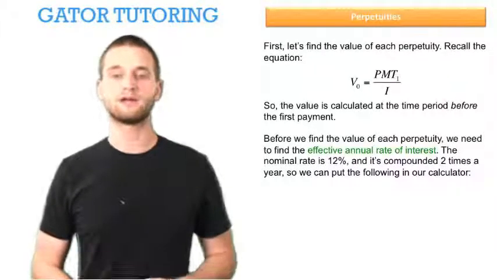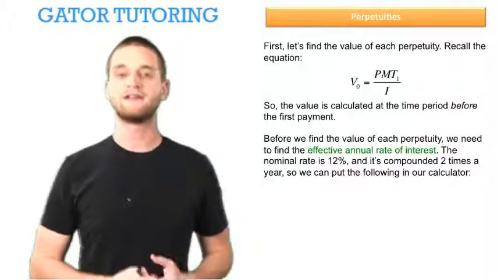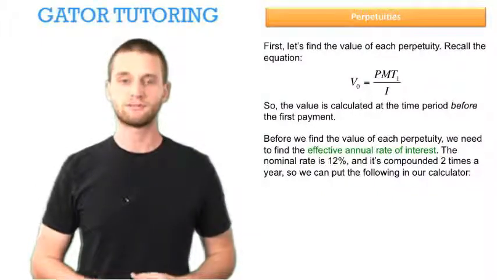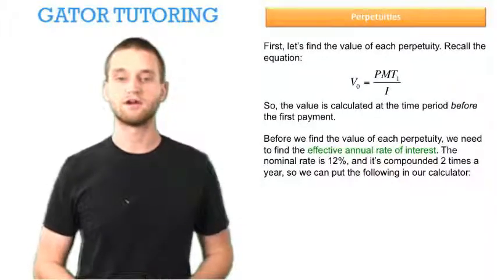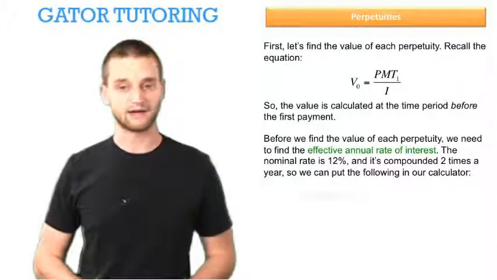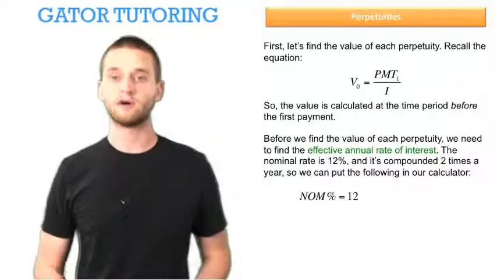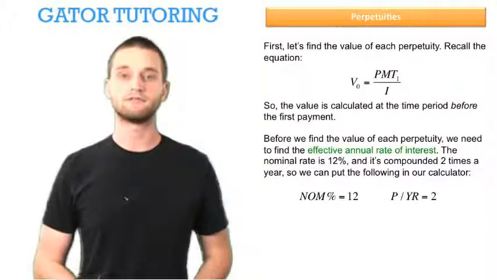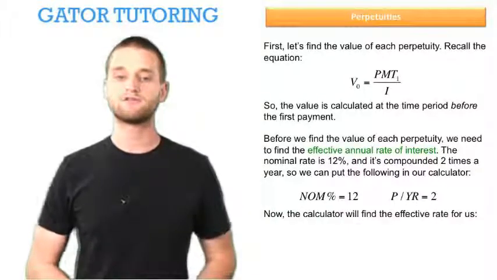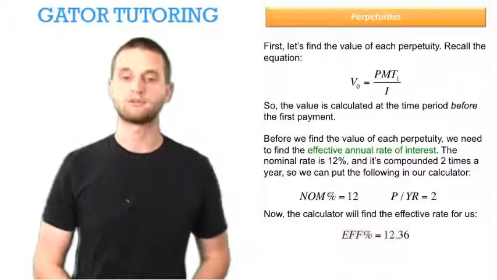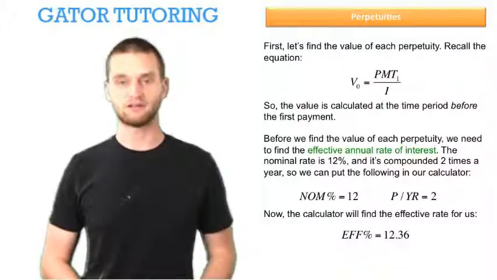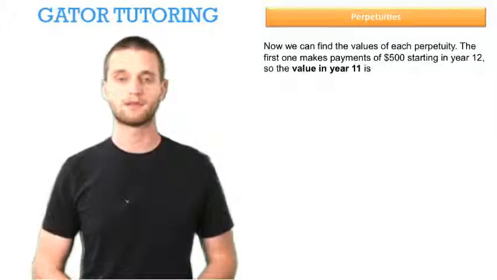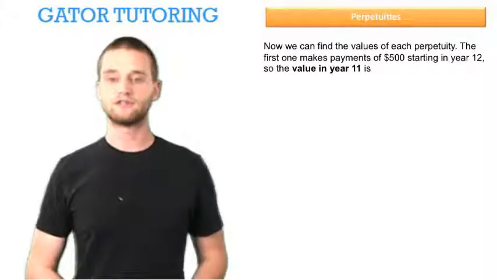Before we find the value of each perpetuity, we need to find the effective annual rate of interest. The nominal rate is 12%, and it's compounded 2 times a year, so we can put the following into our calculator. Nominal percent of 12, periods per year of 2, and now the calculator will find the effective rate for us. We just press effective percent and we see that the effective annual rate of interest is 12.36%. Now we can find the values of each perpetuity.